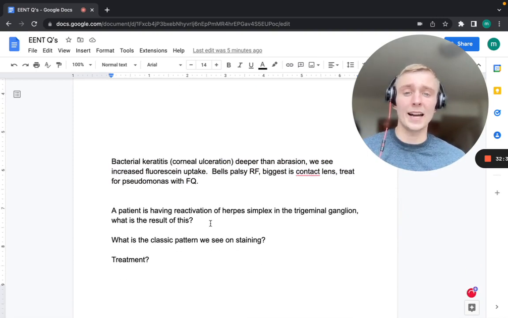A patient is having reactivation of herpes simplex in the trigeminal ganglion. What is this a result of? What is the classic pattern we see on staining? And what is the treatment for this condition? Again, there's a classic pattern that they might give you that we see on staining.